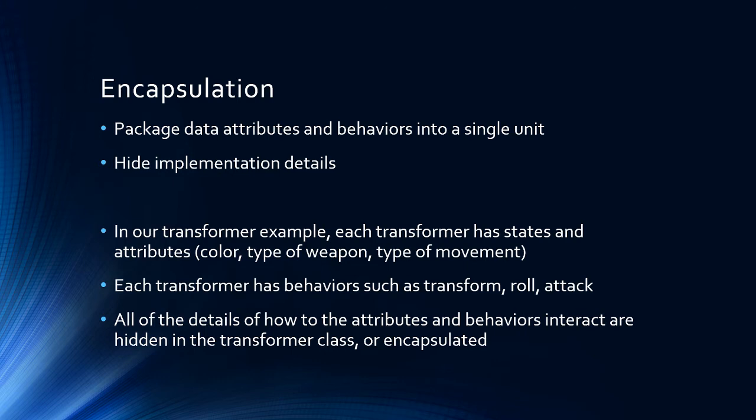So in our transformer example, each transformer has states and attributes like the color, type of weapon, type of movement, and each transformer has behaviors like transform, roll, and attack. So all of those details of how those attributes and behaviors interact are hidden inside that class or encapsulated.